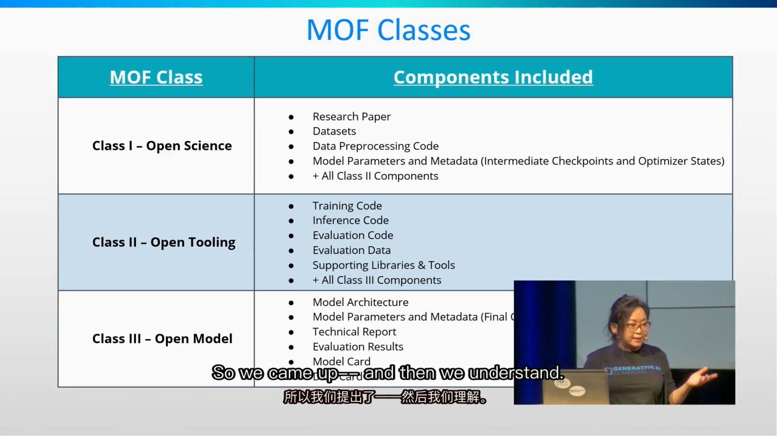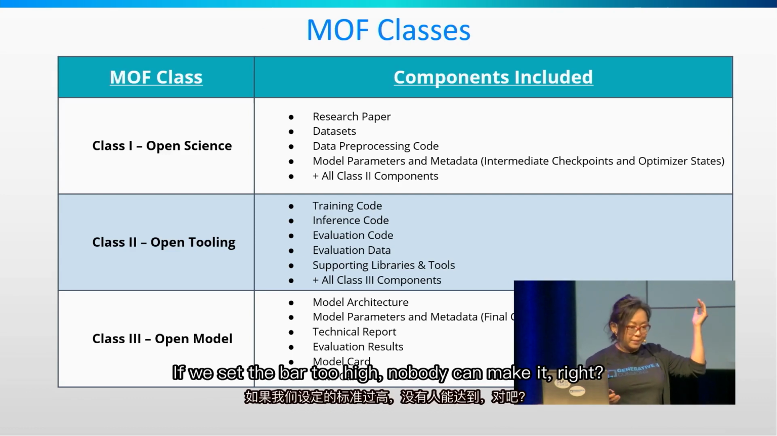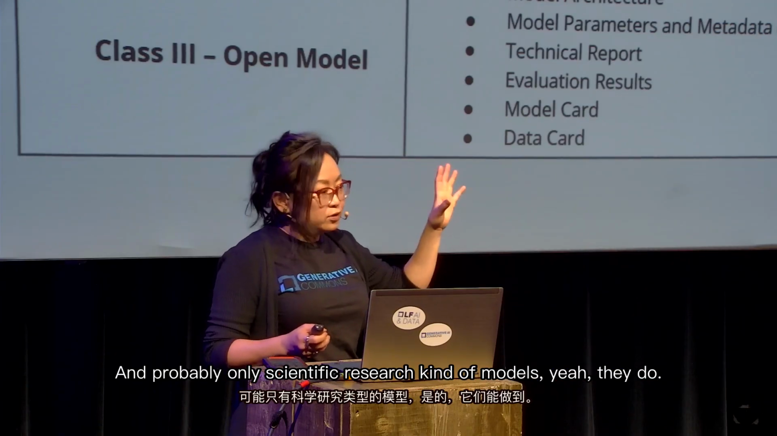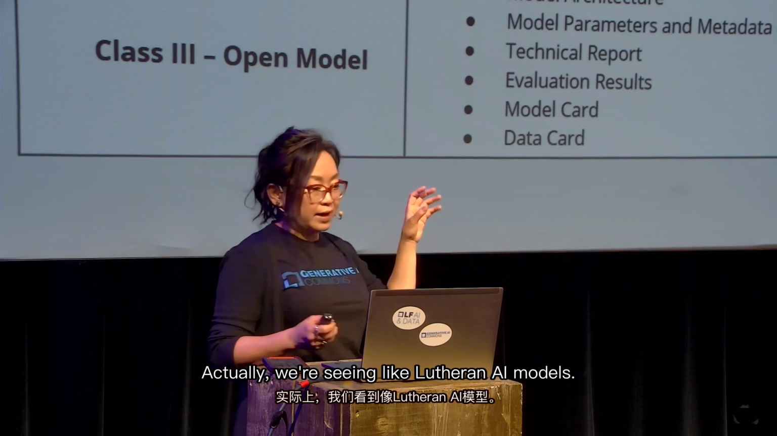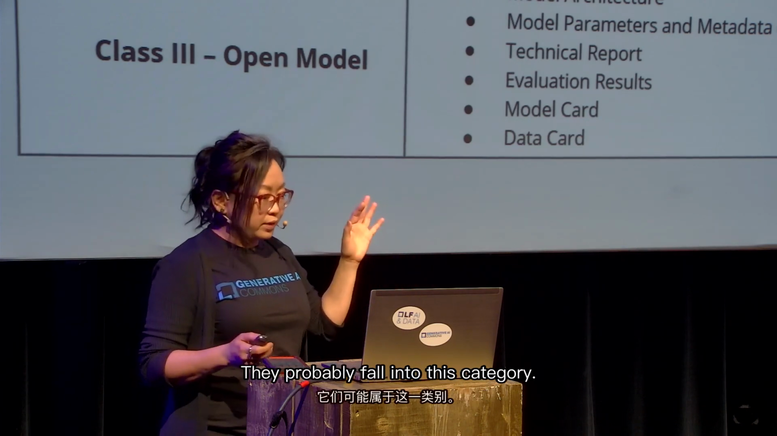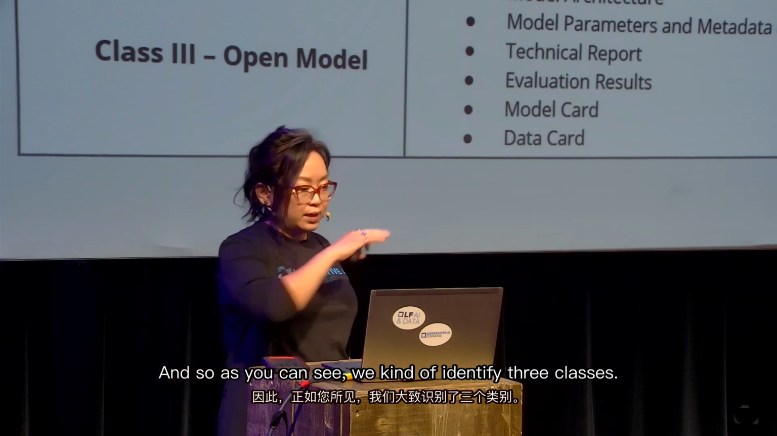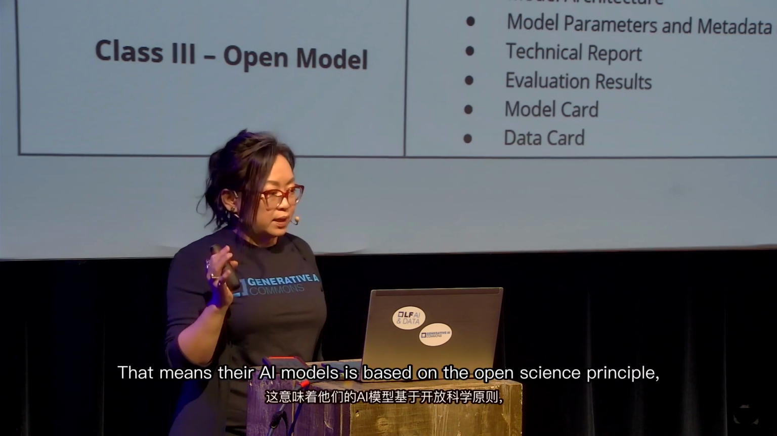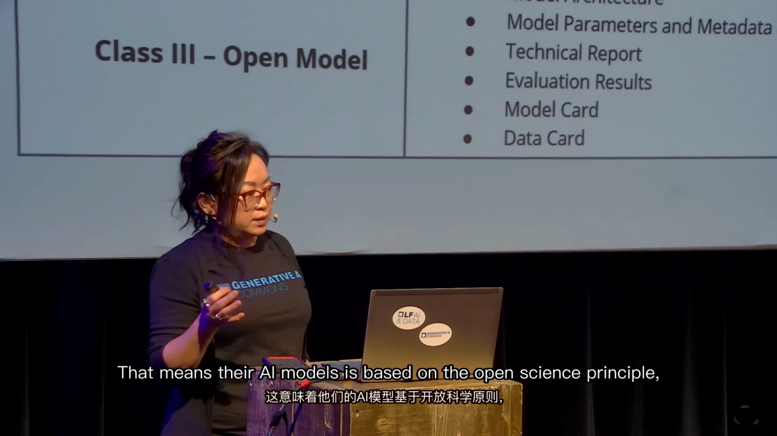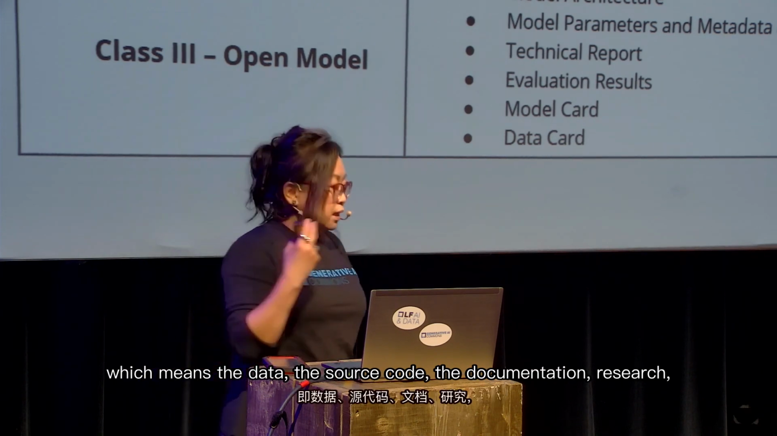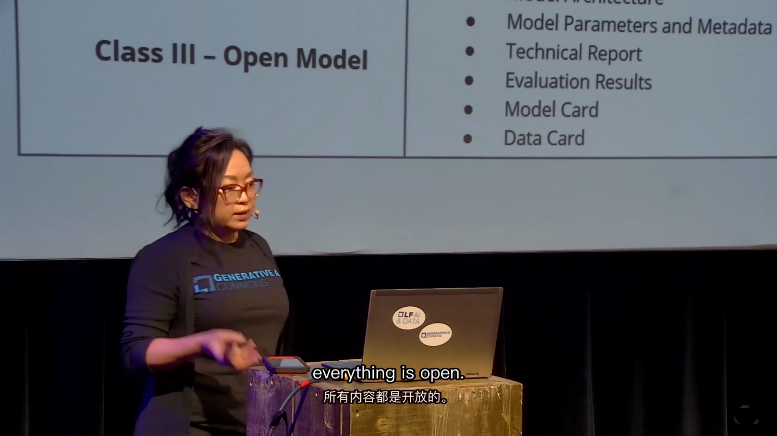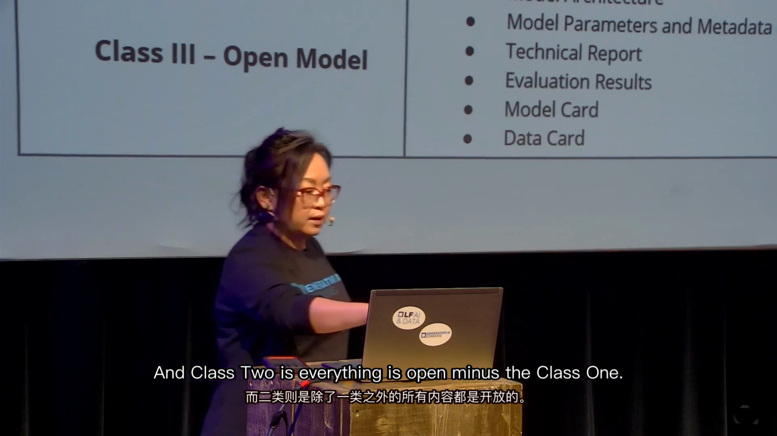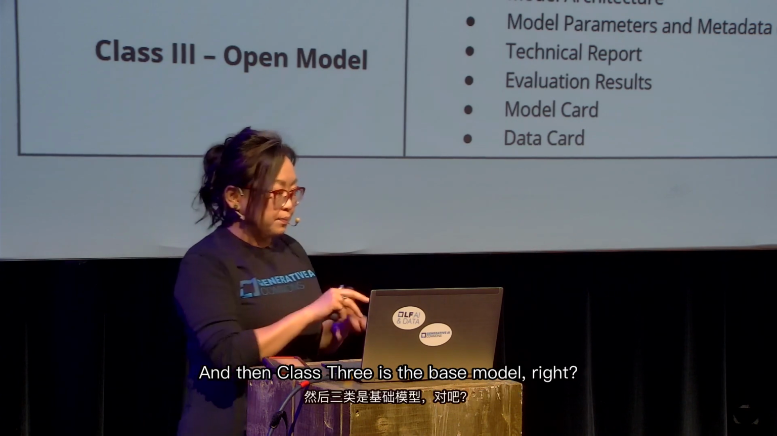So we came up with this, and we understand that if we set the bar too high, nobody can make it, right? And probably only scientific research kind of models do that, they open everything. We're seeing Eleuther AI models probably fall into this category. And so as you can see, we identify three classes. The top, class one, is the gold standard. That means the AI model is based on the open science principle, which means the data, the source code, the documentation, research, everything is open. And class two is everything open minus class one. And then class three is the base model, right?